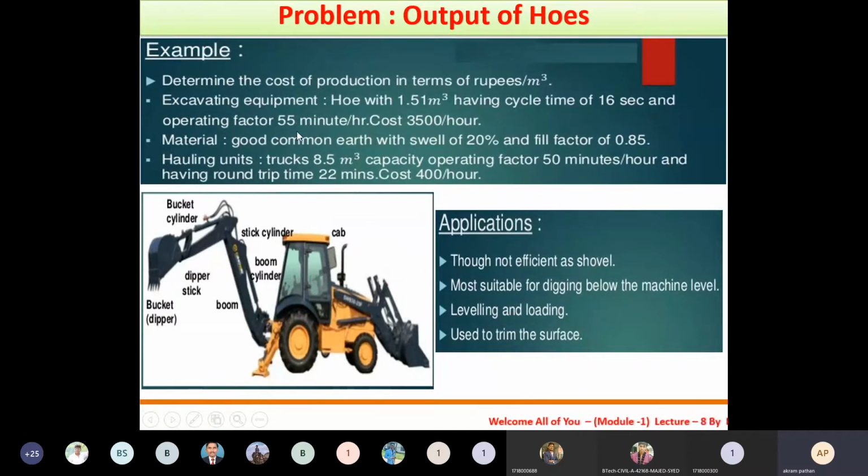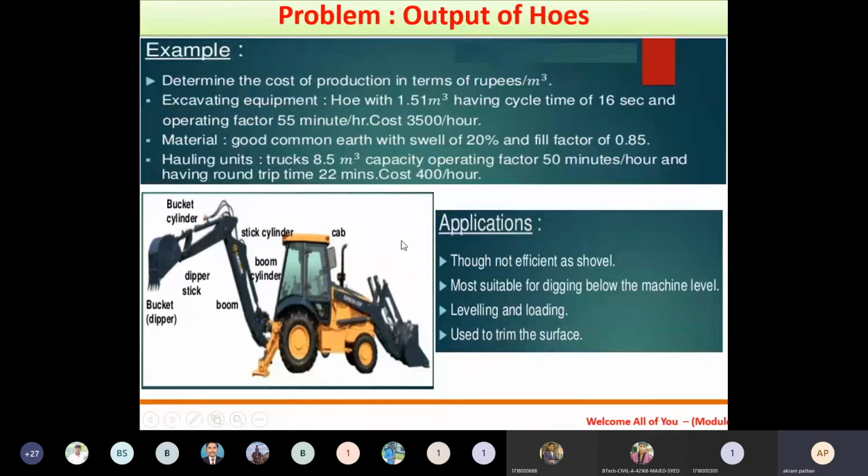Operating factor is given as 55 minutes per hour. So generally in 60 minutes the operating capacity of that machine, the hoe machine, is 55 minutes, and the cost of this particular machine per hour is 3,500, right? Then the material is the earth material.